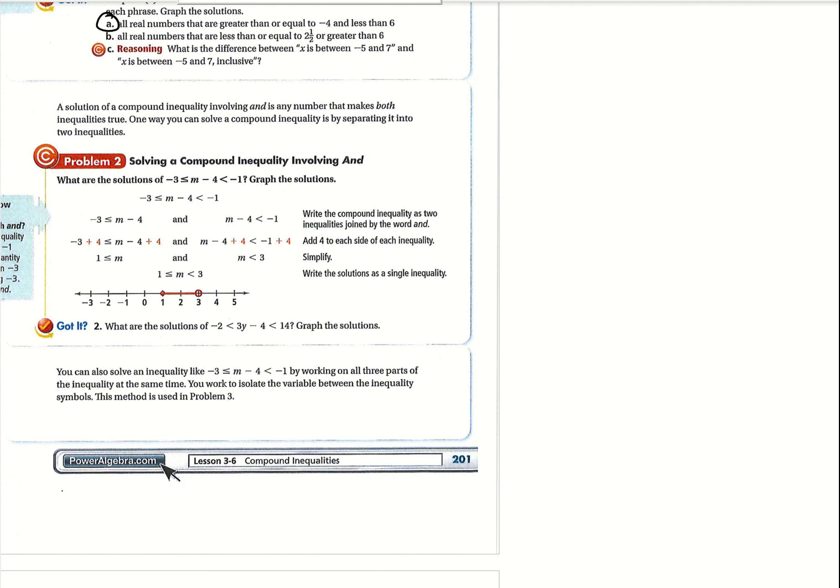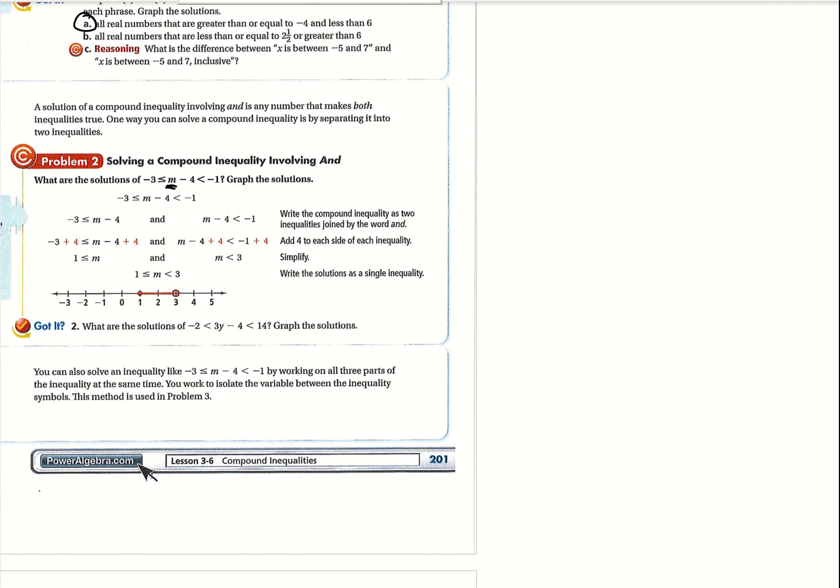And this is going to be the way you're going to want to do it whenever you have a variable like m here, all right? And you will see why. So we've got negative 3 is less than or equal to m minus 4, which is less than negative 1, all right? So the first thing that I'm going to do is I'm just going to split it into 2. So over here we've got negative 3 is less than or equal to m minus 4. The other side we have m minus 4 is less than negative 1.